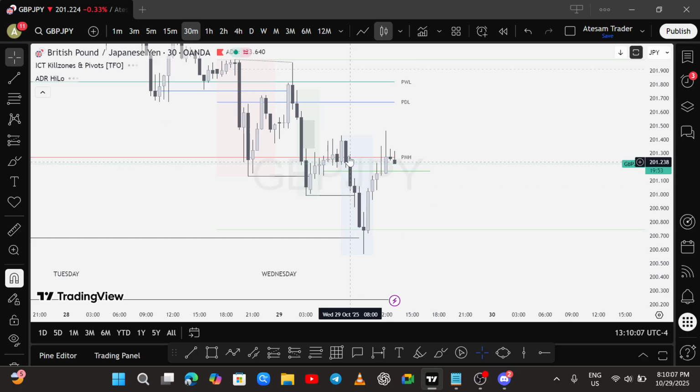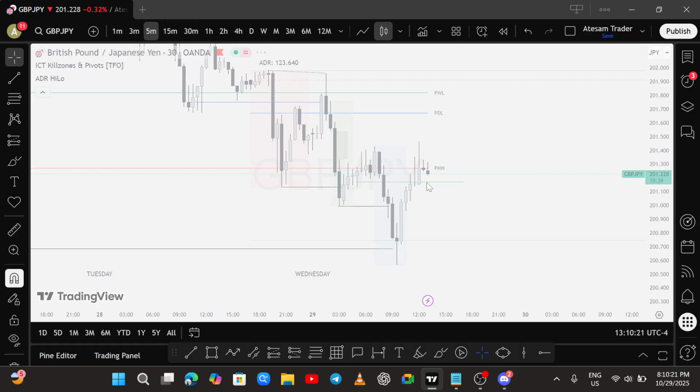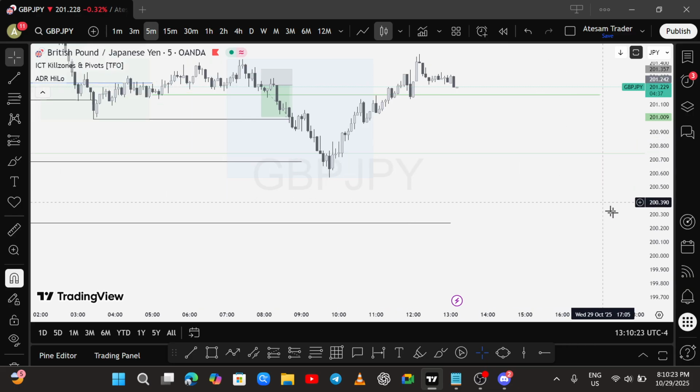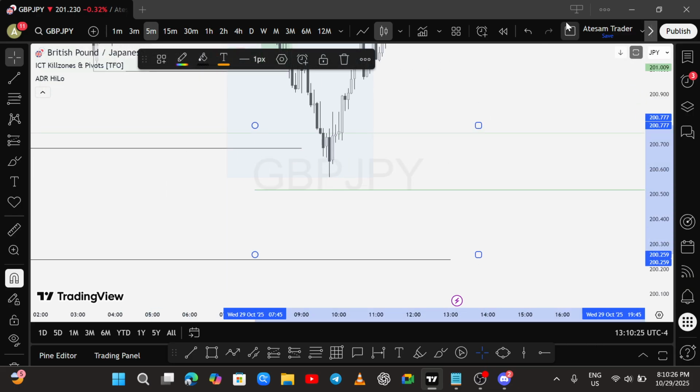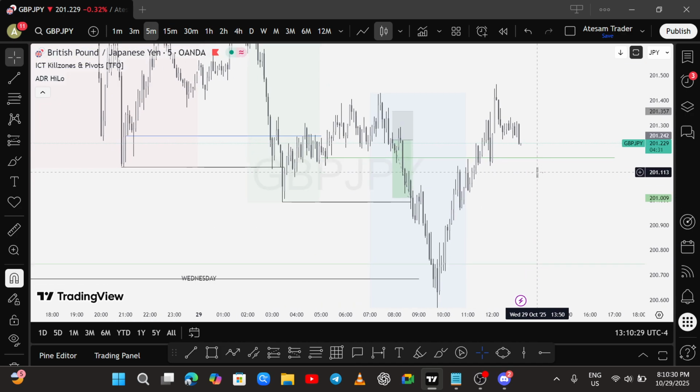If you come to the 30 minute, it's the same thing. Where did I take the entry here? On the 30 minute it formed the swing point. Now 8 a.m. will expand, 8:30 will expand. All the time frames are aligned. Why the hell was I looking at the 5 minute chart? I don't know. I was supposed to take the trade, close the chart and leave the trade for a little bit of time.